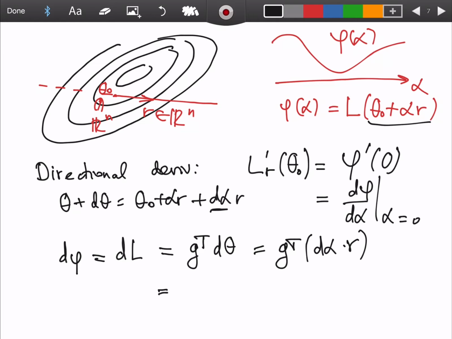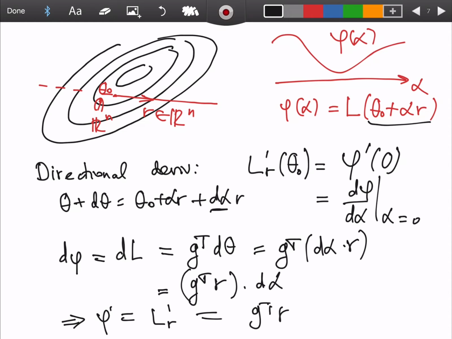And I get this quantity, g transpose r, the inner product of the gradient with the direction, times d alpha. And this is the definition of my derivative of phi with respect to alpha. So I just divide everything by d alpha, and I get that the directional derivative, phi prime, or L_r prime, equals g transpose r. So this is how you can calculate the directional derivative from the gradient.